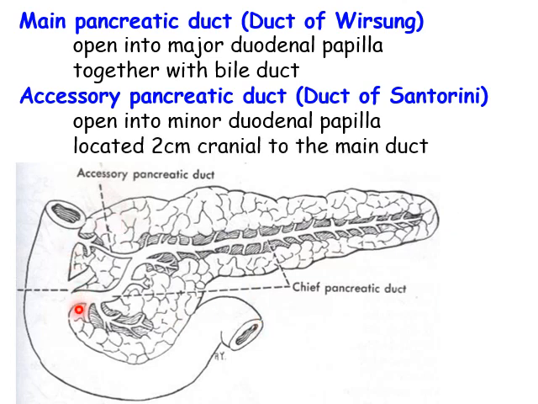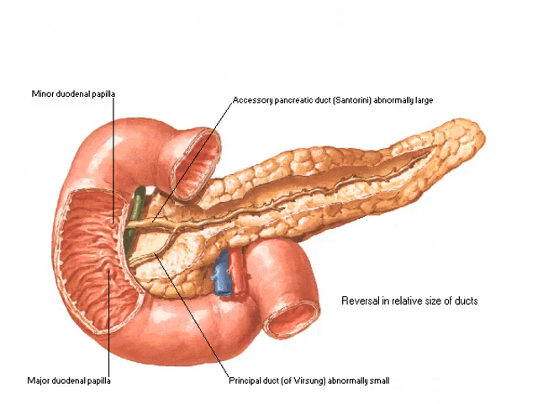So minor and major, which is cranial, which is located. This is located 2 cm cranial to the main. So above the main is the accessory pancreatic duct. So in here, this is the main pancreatic duct. This is the accessory pancreatic duct. Opens. This is the major papilla. This is the minor duodenal papilla. And this the main pancreatic duct together with the bile duct opens into the second part of the duodenum.